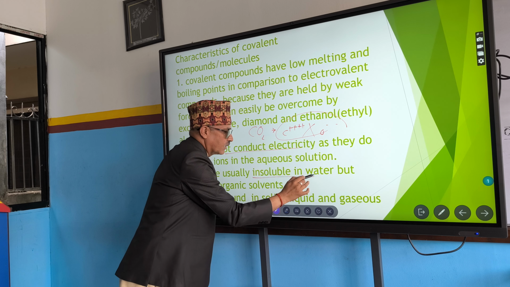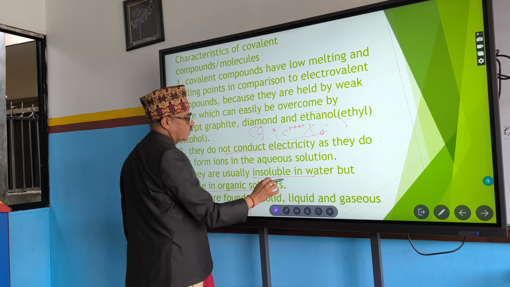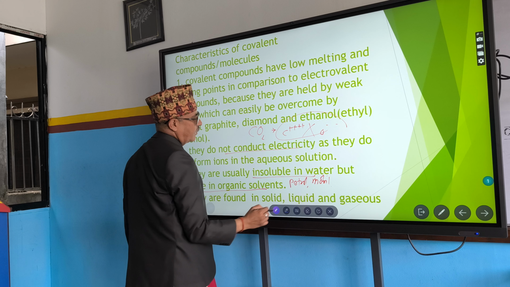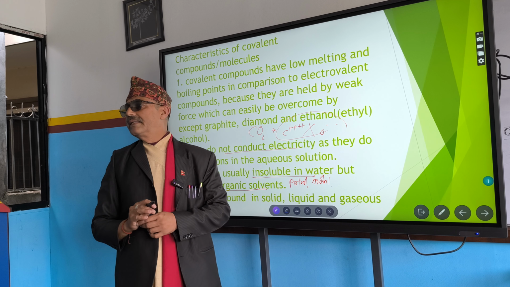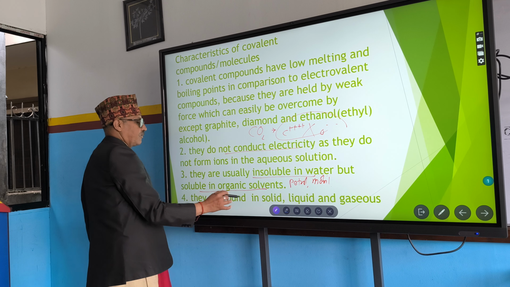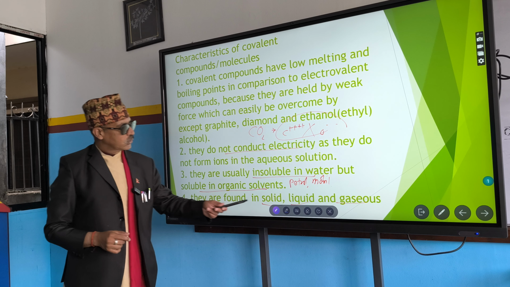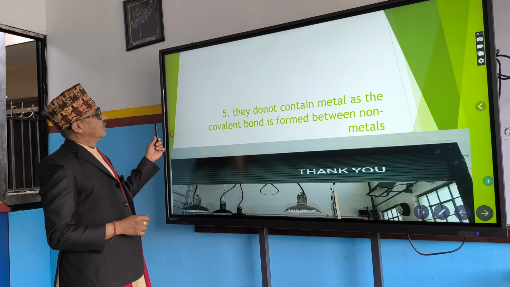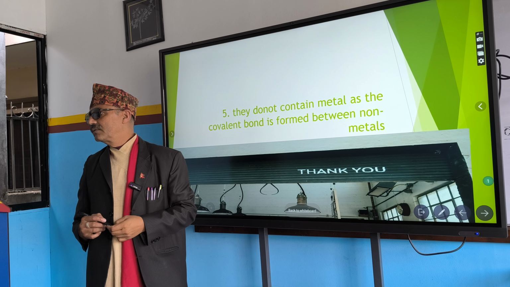They are insoluble in water, whereas electrovalent compounds are soluble in water. Covalent compounds are soluble in organic solvents like petrol. Organic solvents are those obtained from living things: petrol, ether, alcohol. Mainly they are found in solid, liquid and gaseous states, but electrovalent compounds are found in solid state only. And the next one: they do not contain metal. There is presence of non-metals, right?